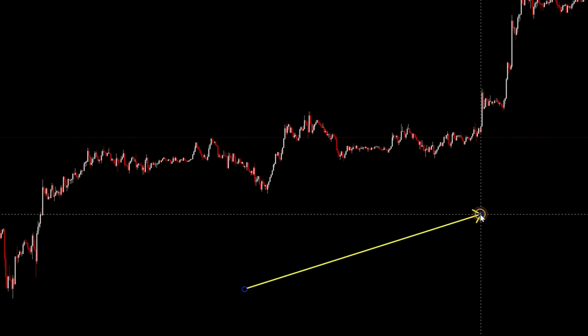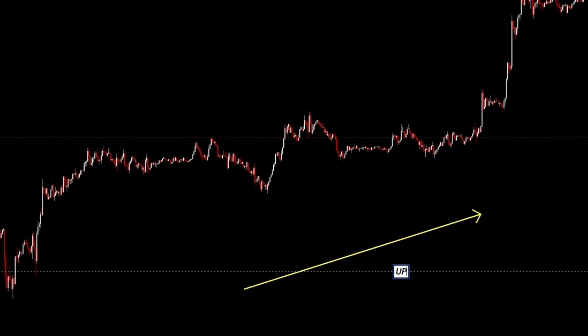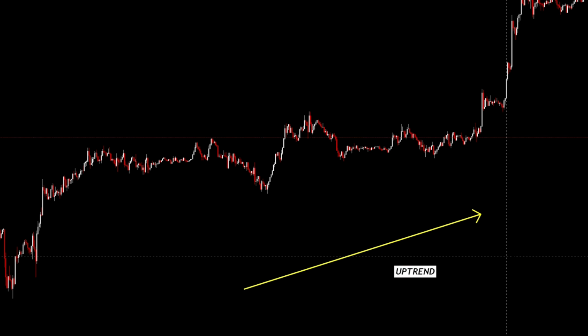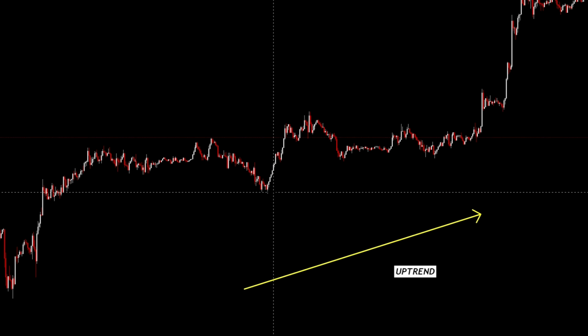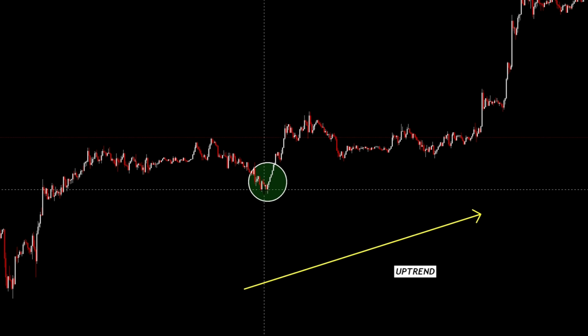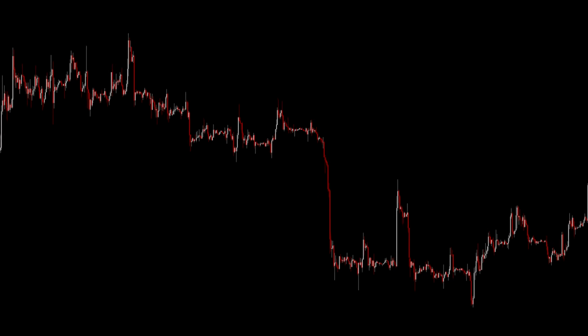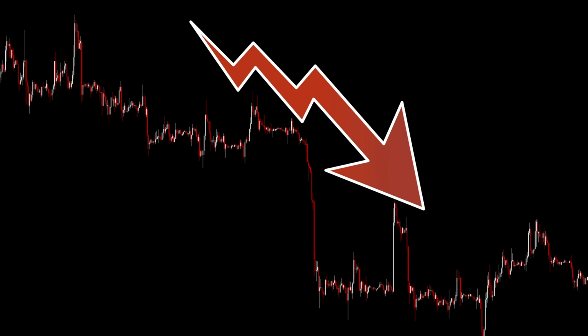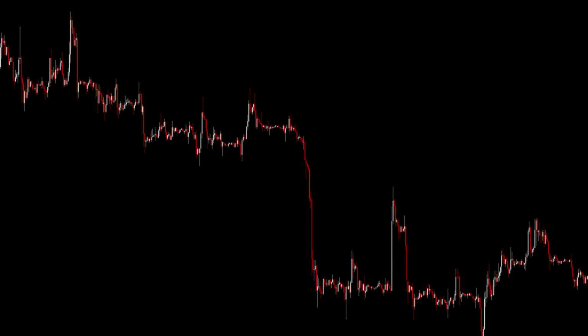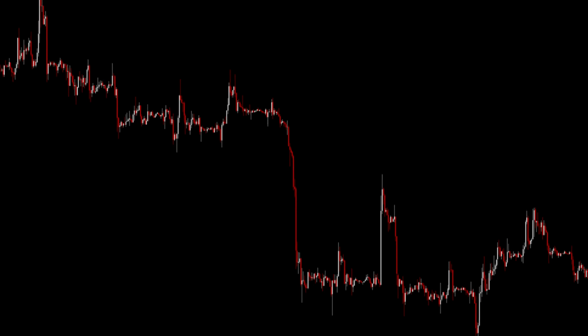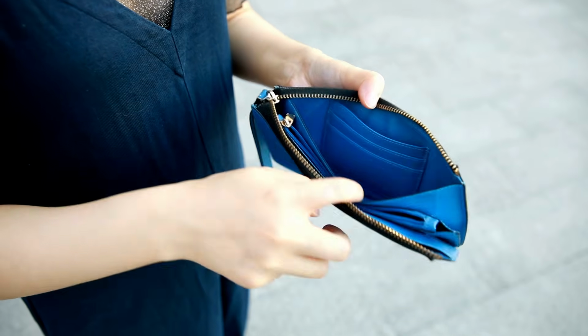Look at this chart with me. See these little drops after a strong move up? Some bounce back perfectly. Others just kept dropping. Most traders rush in on the first few candles, thinking it's the perfect entry, and get burned.